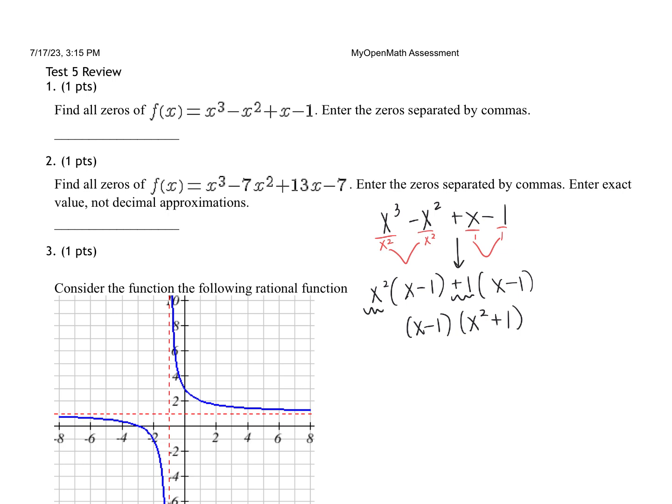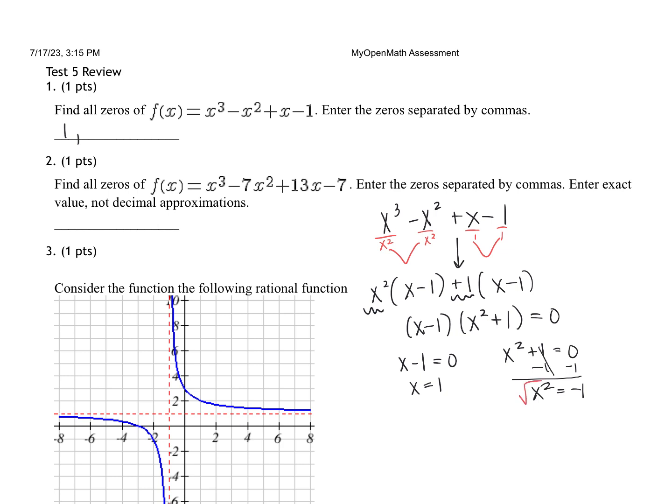If we're finding zeros, that means we're setting it equal to 0 and solving. So we have x minus 1 equals 0. So that'll give us a zero of 1. And then we have x squared plus 1 equals 0, and we would solve that by subtracting 1 from both sides. We would have x squared equals negative 1.